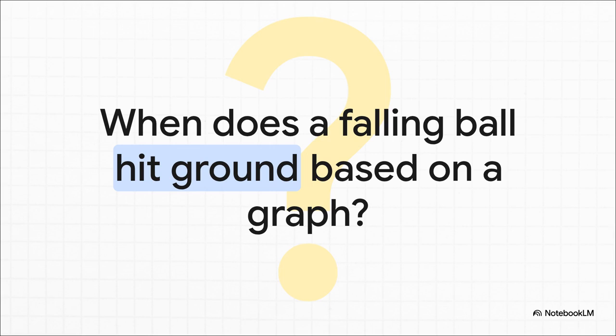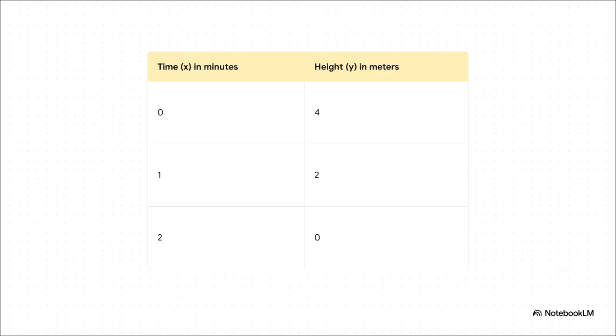Let's actually apply this to something real. Imagine a physical experiment where a ball is dropped from a height of 4 meters. How can we use our graph reading skills to determine its exact landing time without ever touching a stopwatch? If we plot the movement of this ball on a graph and check our table of values, we can literally read the story of the fall.